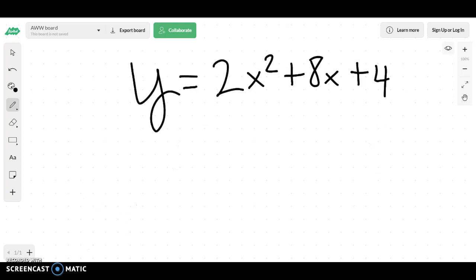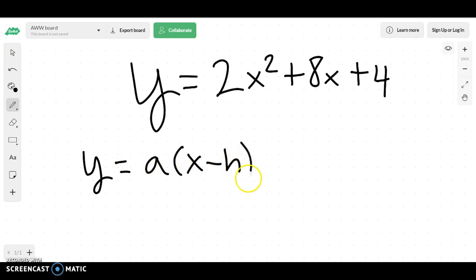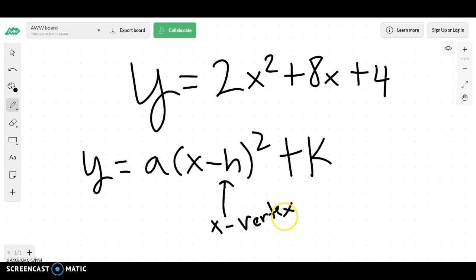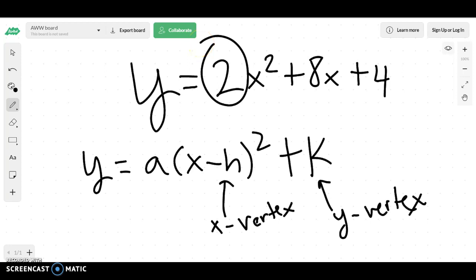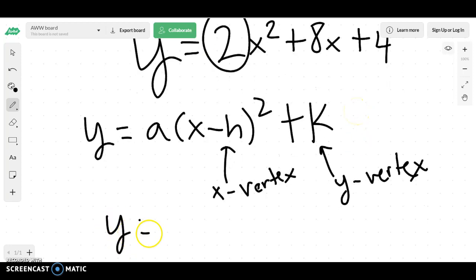Okay, so this one wants us to convert it to vertex form. How I would go about it is to first find the vertex, because I know vertex form is y equals a(x minus h) squared plus k. I know this is the x vertex, and this is the y vertex. Or if you remember before, it's our shifts: how much we shift on our x and how much we shift on our y. A, we already know what that is. It's 2. So for this, we'd have y equals 2.